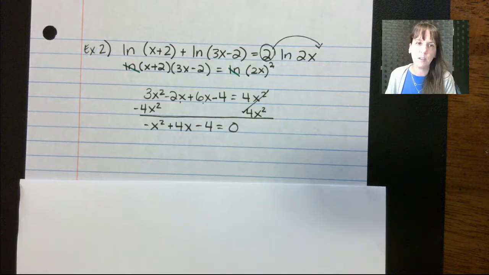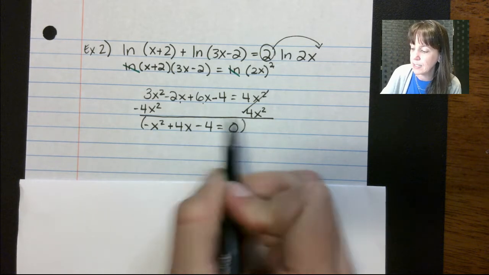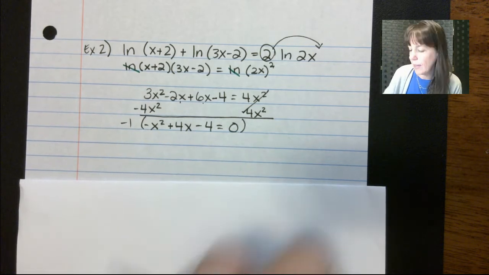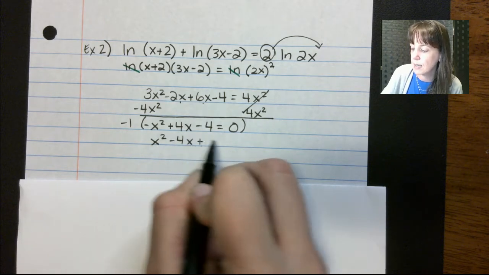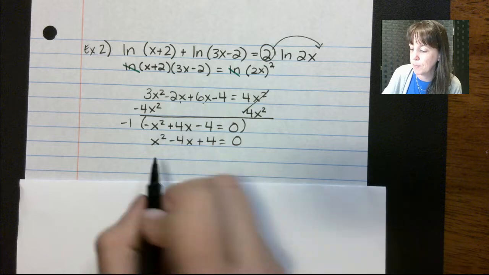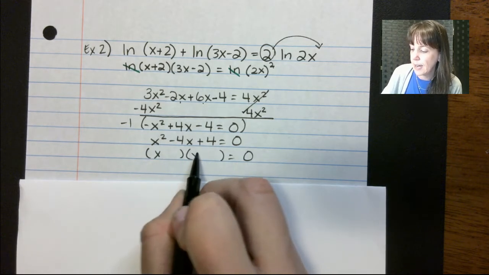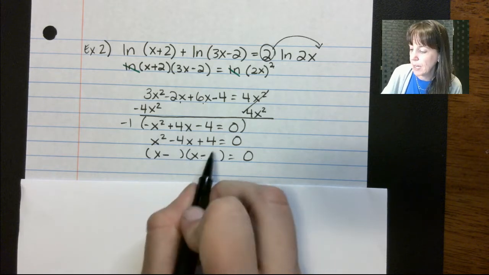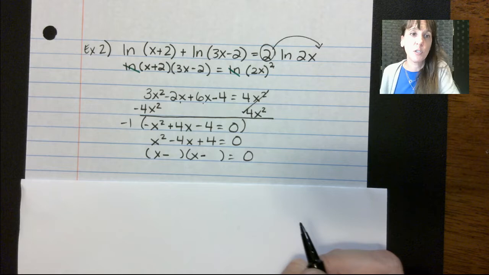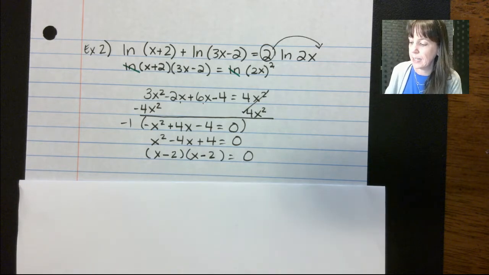I think the best way to solve this is going to be to factor. However, when we factor, we don't want a negative in the front here, so I'm going to multiply everything by negative 1, and all that does is change my signs. So I have x squared minus 4x plus 4 equals 0. Let's go ahead and factor. This tells me same signs, and this tells me negative, negative. My factors of 4 are 1 and 4, and 2 and 2. I need a negative 4, so negative 2 and negative 2 will give me that.